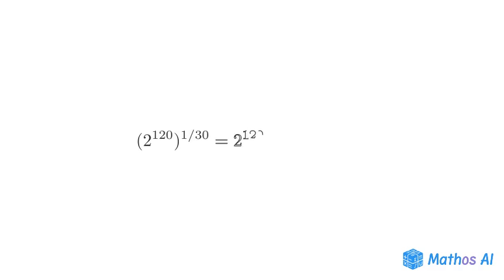So we take the 30th root of 2 to the 120, which simplifies to 2 to the power of 120 divided by 30, or 2 to the 4, giving us 16. And for 3 to the 90, the 30th root becomes 3 to the power of 90 divided by 30, or 3 to the 3, which is 27. Now, comparing 16 and 27 is much simpler. Clearly, 16 is less than 27.